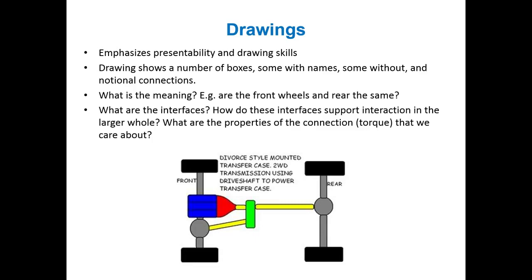So what's now the fundamental difference between drawing with Visio and using a modeling tool and a modeling language? Primarily, if you're drawing, you emphasize presentability and drawing skills. You show a number of boxes that not necessarily have a name, some have, some don't, and often some notional connections. But what the actual meaning is and how you can verify this meaning and query the meaning, like in this little example that shows a picture of a transmission, if the front wheels and the rear wheels are the same, you cannot tell from the picture, and since it's just a drawing, you cannot also query something or find out what are the interfaces and how the interfaces work together, or what are the properties of the connections.